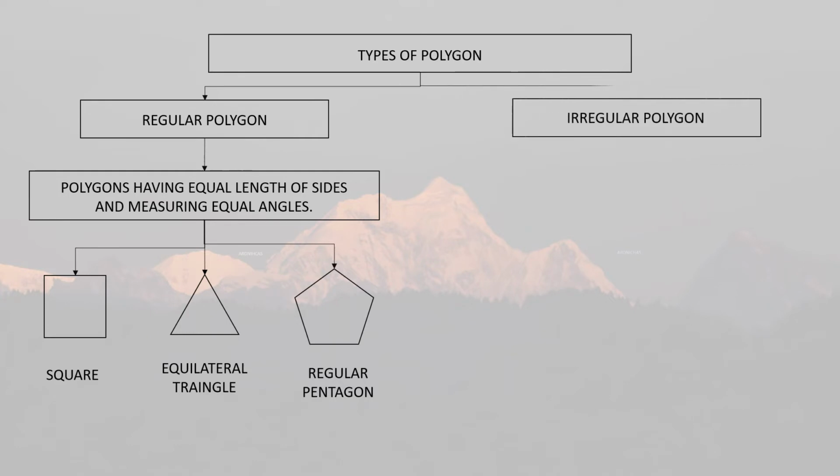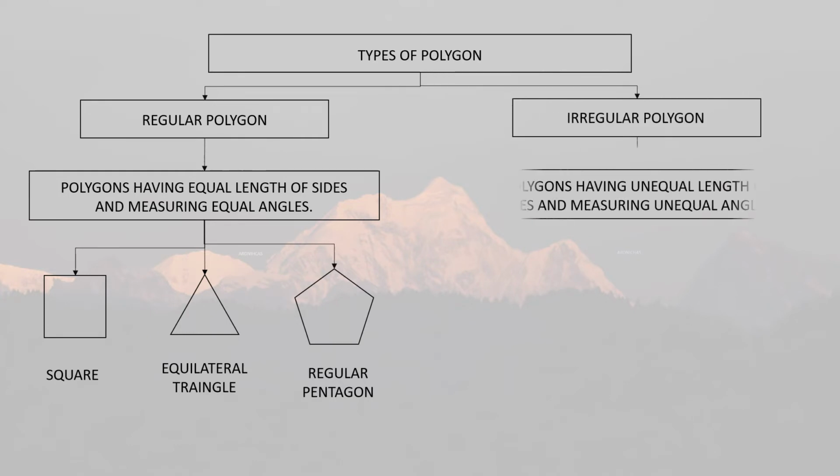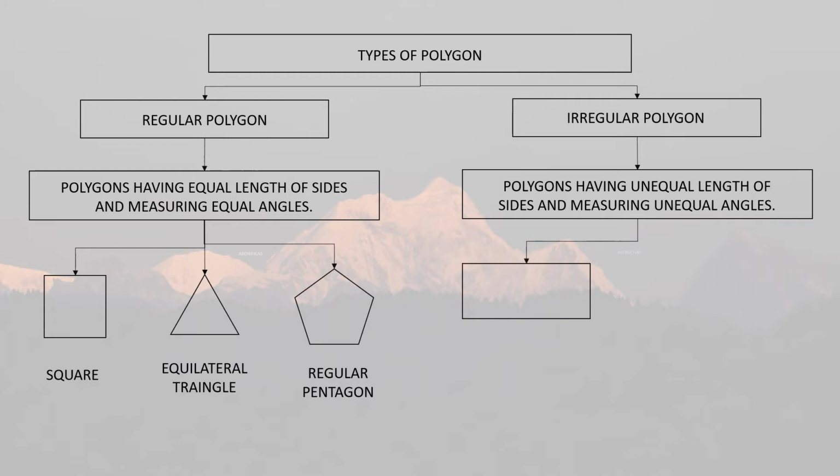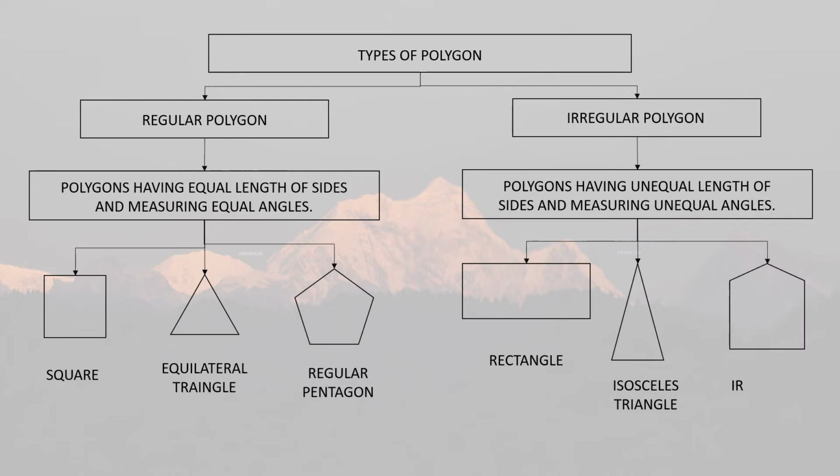The second type is obviously the irregular polygon. Now they will not have equal lengths and they will not have equal angles. For example, we have a rectangle where the opposite sides are equal but all sides are not equal to each other. We have an isosceles triangle where 2 sides are equal but not equal to the third side. We have an irregular pentagon where none of the sides are equal. So these are the types of polygons on the basis of their sides and their angles.